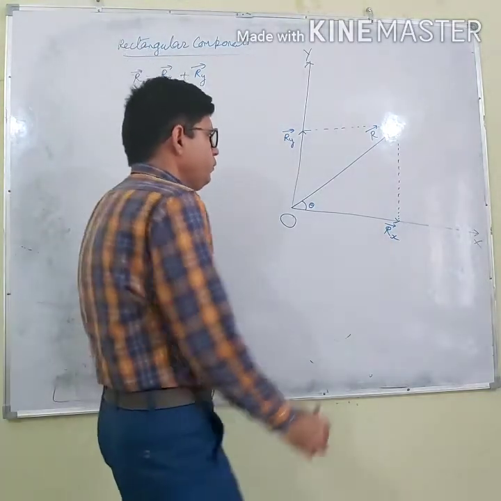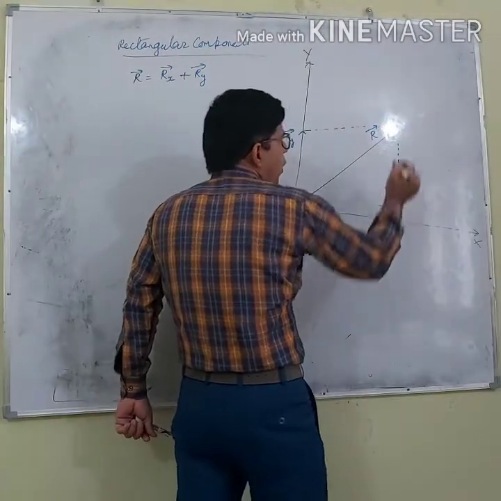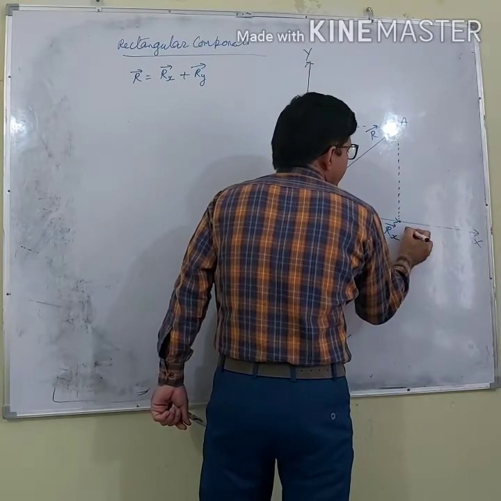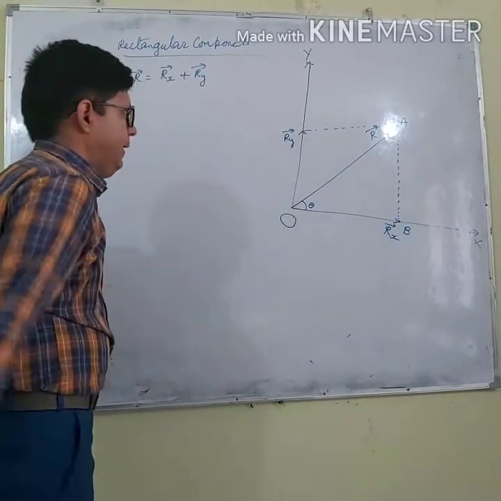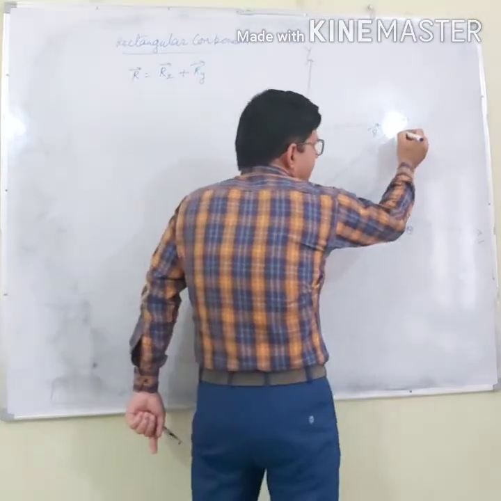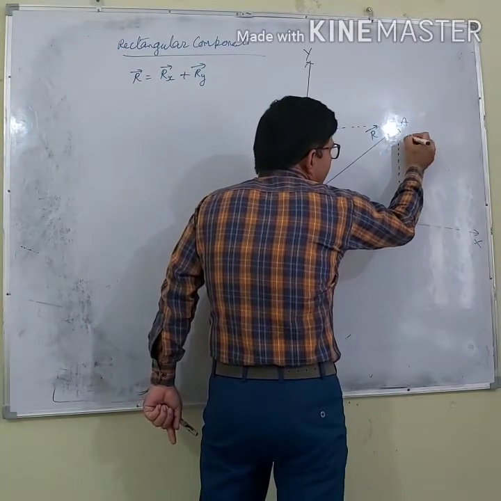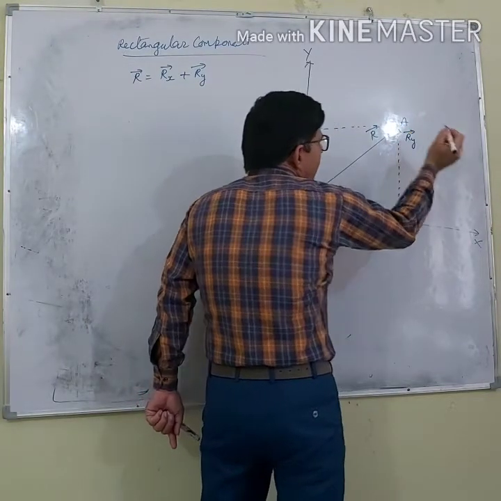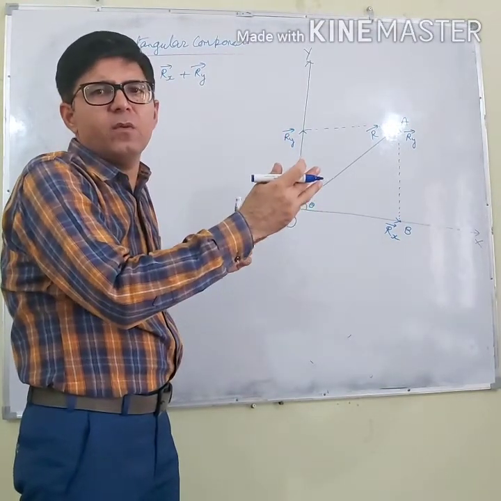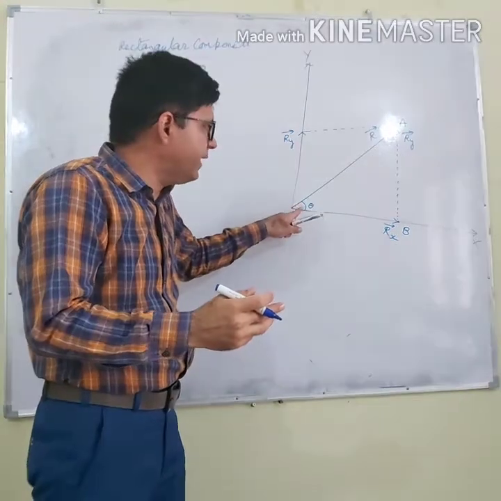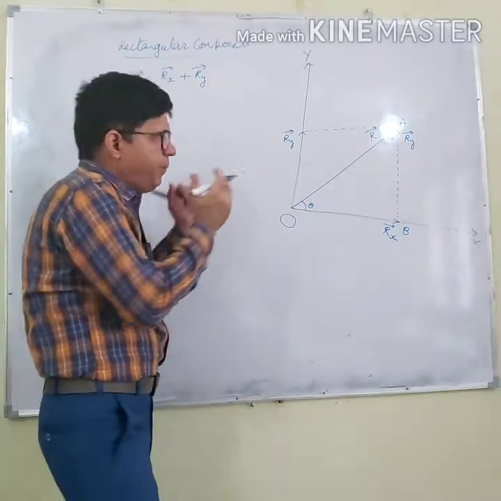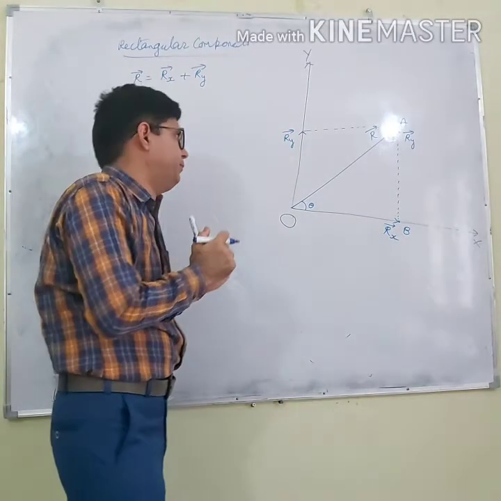Now let's say this is point O, this is point A, and this point is B. If I say that this is Ry, then what will be BA? It will be again Ry. Why? Opposite sides of a rectangle. If this angle is 90 degrees, I am saying opposite sides of a rectangle are parallel as well as equal.